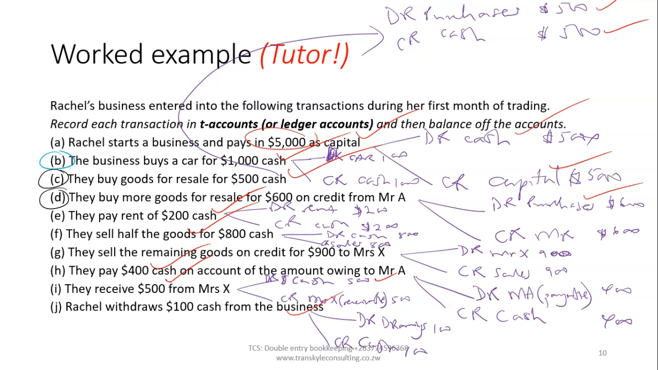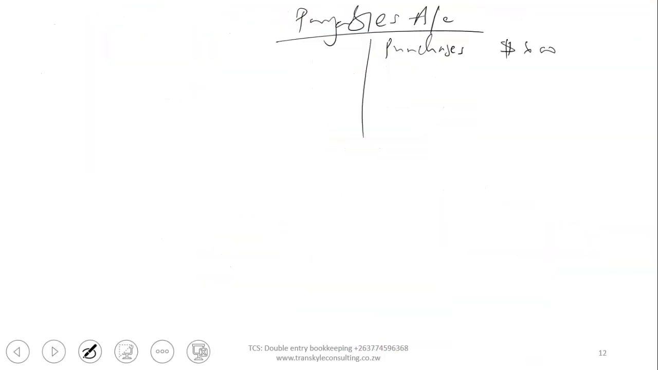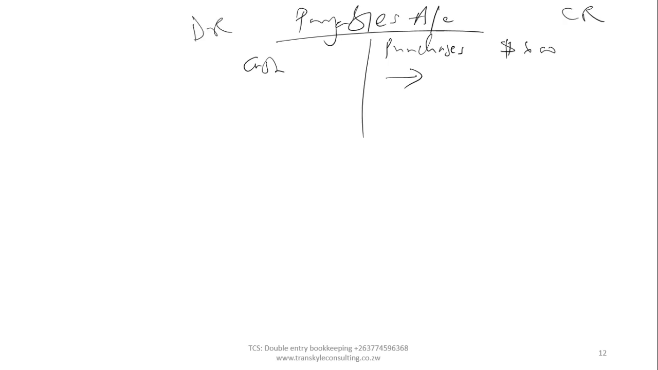They pay $400 cash on account of the amount owing to Mr. A. So the 400 part of it was paid. So if 400 out of this 600 was paid, where are we going to record this 400? If we record it below here, we are going to increase. We'll be increasing because that's the credit side of the payables. But we have to write it here, the cash, to reduce. This is the debit side. This is the credit. So 400 was paid.